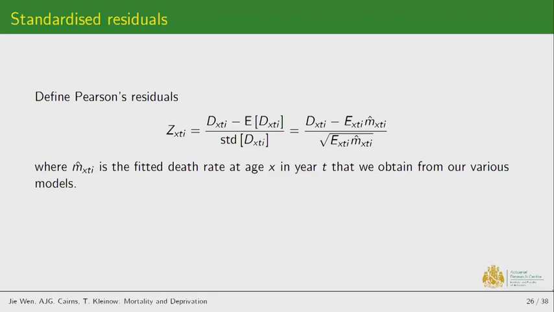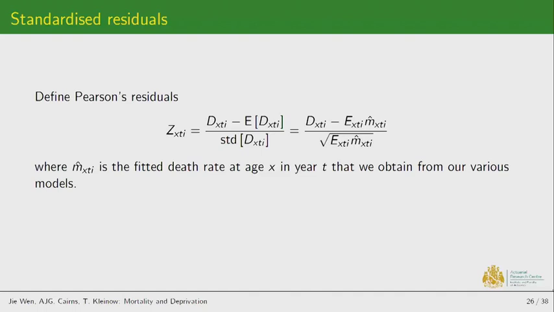The number of deaths that we take here minus the expected number of deaths. And the expected number of deaths, of course, is driven by the models that we use. So a different model gives us a different expected number of deaths. We take the difference between what is observed, D_xt^i, and E of D_xt^i, the expectation. We take that difference, and then we normalize by dividing with the standard deviation of the fitted death counts.